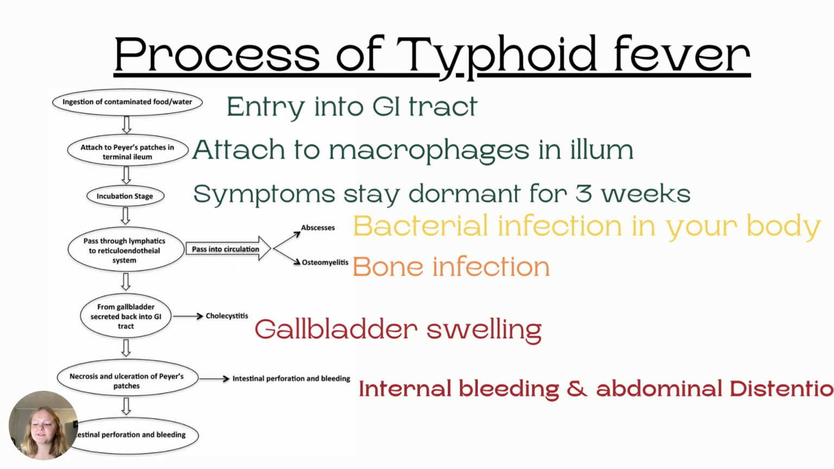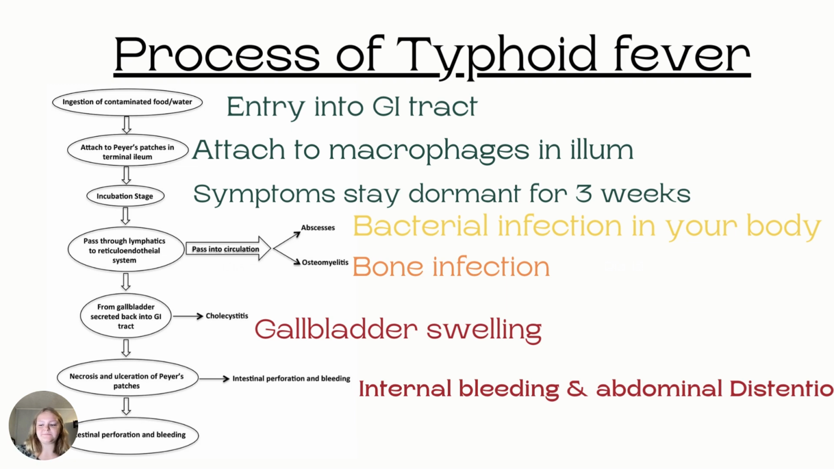The process of typhoid fever. So I've kind of laid it out here, and it goes down by like the green to the yellow to the orange to the red, and then to the big red letters. And it goes by how bad it can get. So first, it enters through your GI tract, usually from contamination of food, and then in the ileum, it attaches to the macrophages. Your symptoms stay dormant for about 3 weeks.